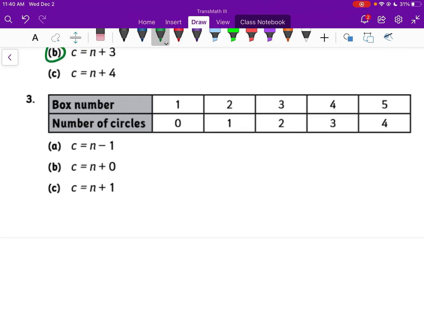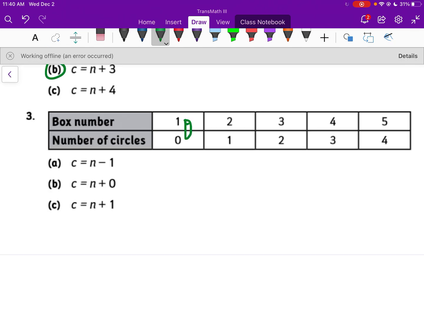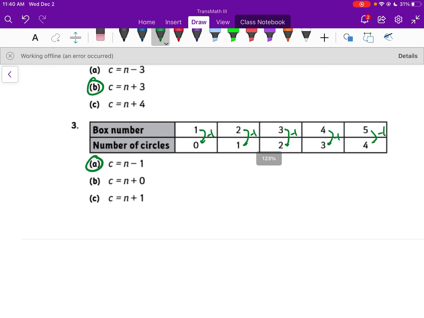And then finally in this one, again, the number of circles is always going up by 1. To get from 1 to 0, you were subtracting 1. 2 to 1, subtract 1. 3 to 2, minus 1, minus 1, minus 1. So in this case, the number of circles is equal to the box number minus 1, or A.